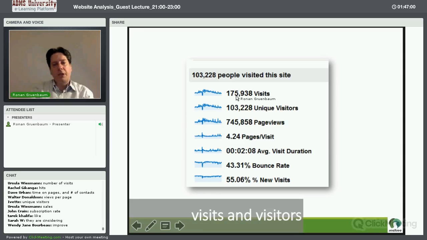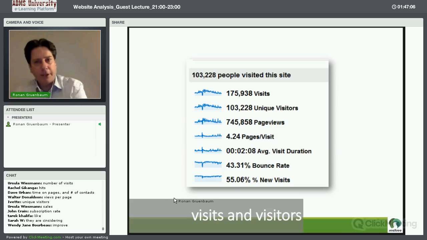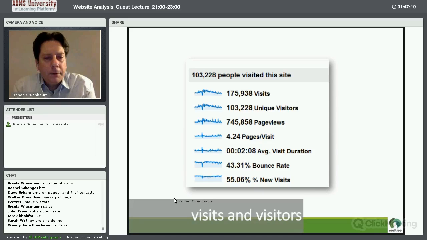This suggests that you're not very good with your search engine optimization. People are coming to your site, expect to find something else, and they're not finding it. You can also see you've got 55,000 new visits. That's good, but what we would like to see perhaps is also some repeat visits. 55% suggests that some of our advertising is working. People are coming to our website, but I want to see the return visits.